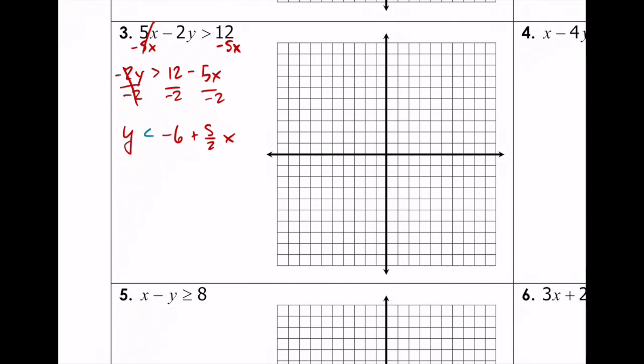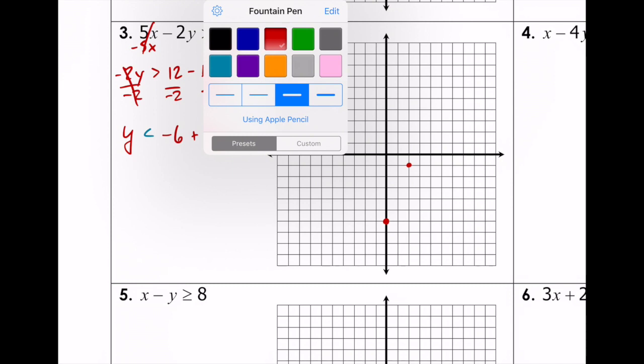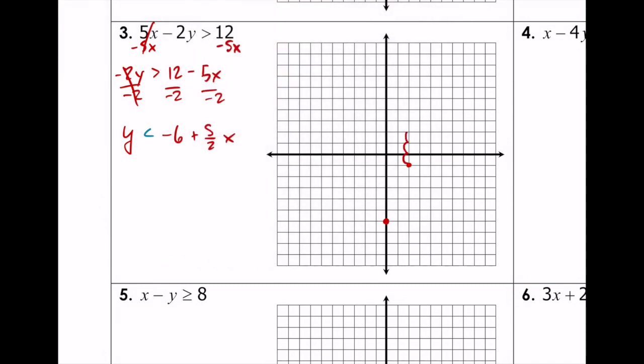Okay, negative 6 is our y-intercept. So we're going to put a point right there. And our slope is 5 over 2, so that means we go up 1, 2, 3, 4, 5, and over 2. And we can put our next point. Let's keep going with that. We're going to go up 1, 2, 3, 4, 5, and to the right 2. We put another point. And that's all the points I can fit on this graph.